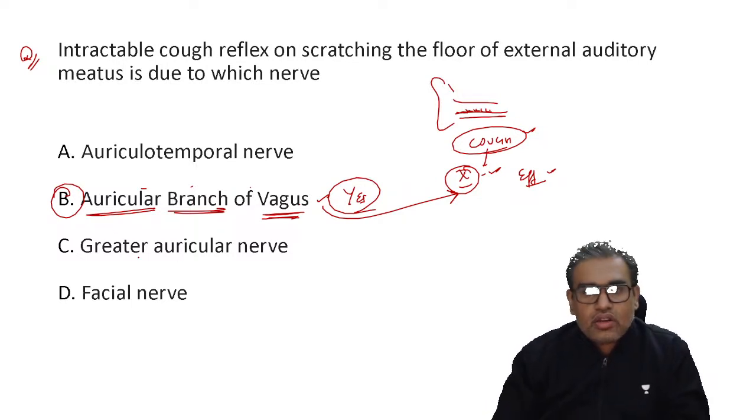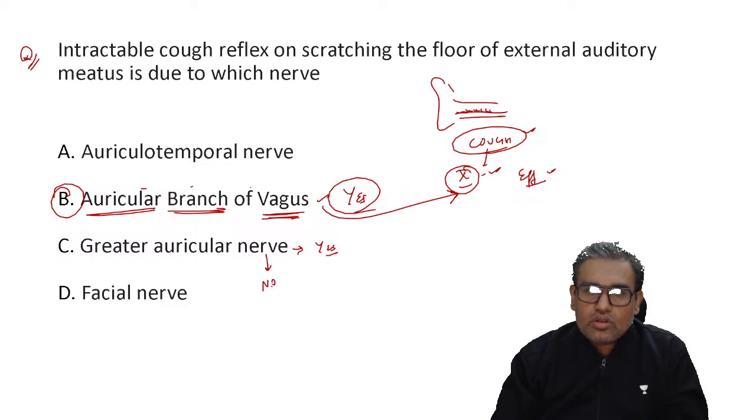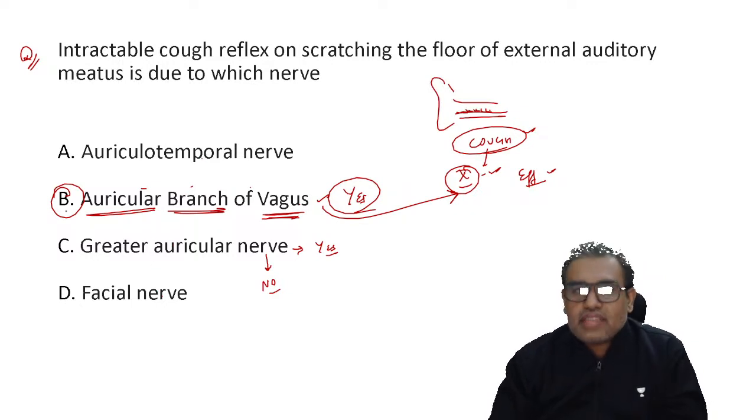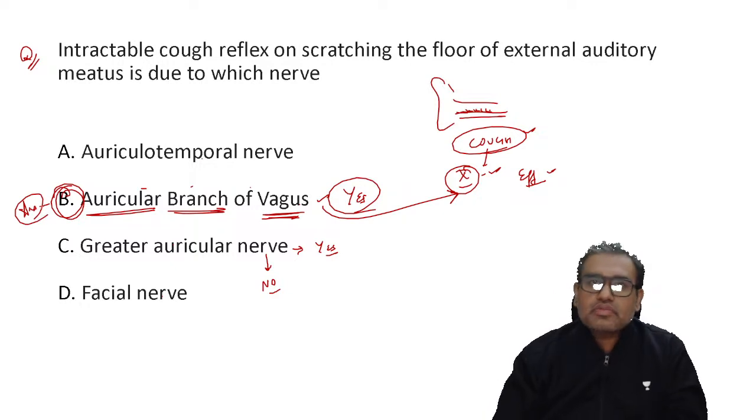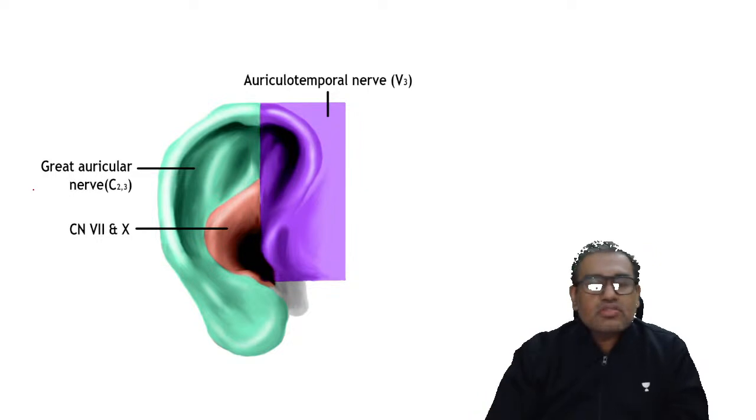If you look at the great auricular, does it supply the ear? Yes. Does this nerve have any role in the cough reflex? No. End of discussion. No other nerve has control over the cough except option B, and therefore B is the answer. Clear? Let us look at some nerves here.